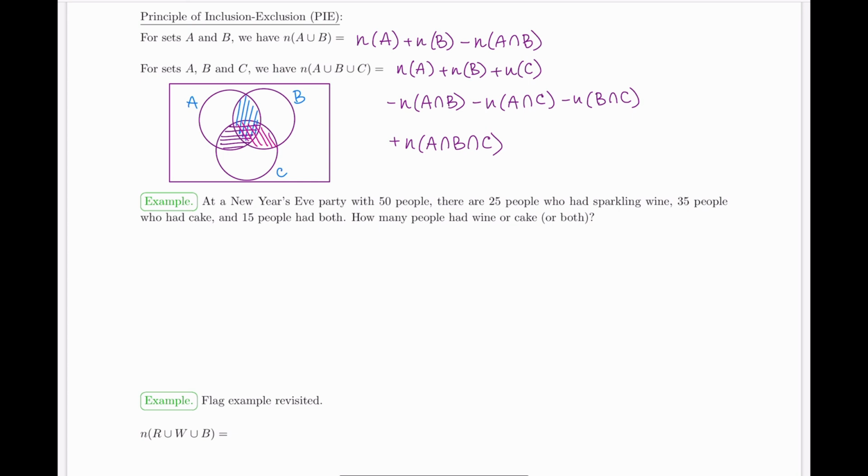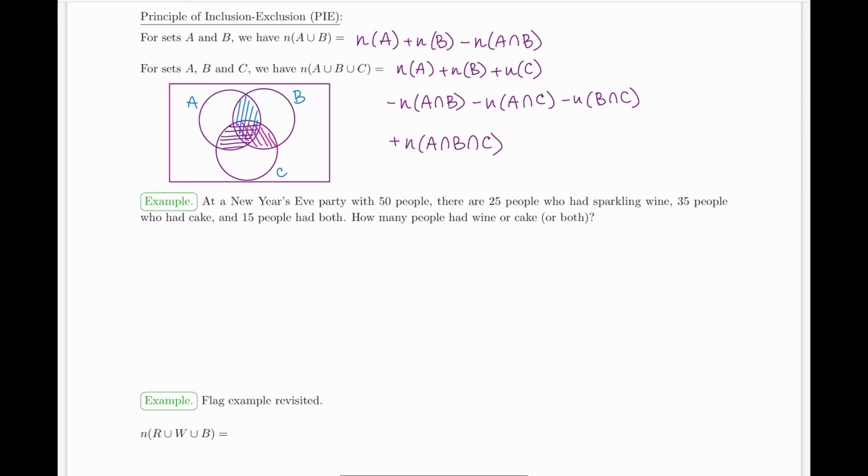So I have a New Year's Eve party with 50 people in total, 25 people who had sparkling wine, 35 people who had cake, and 15 people who had both. I am wondering how many people had wine or cake or both. So they've actually enjoyed some of the food-like elements. What do we have?